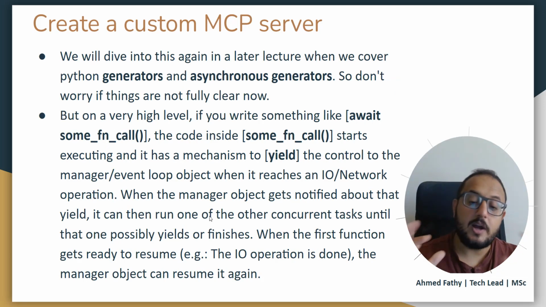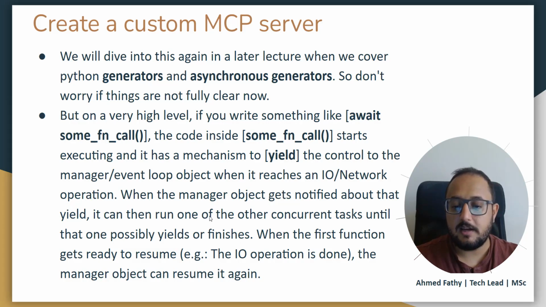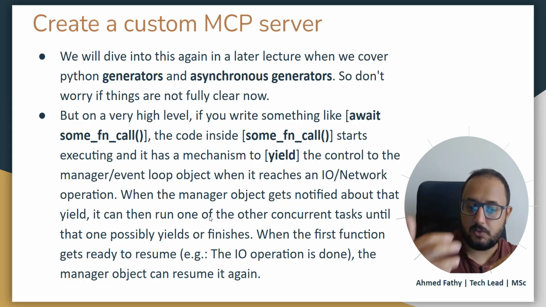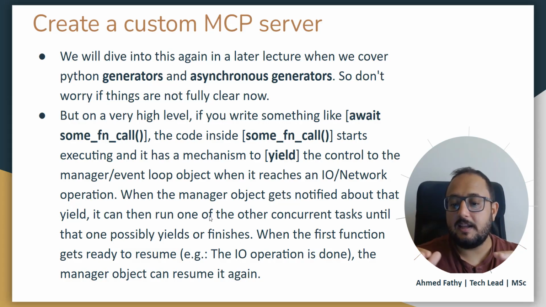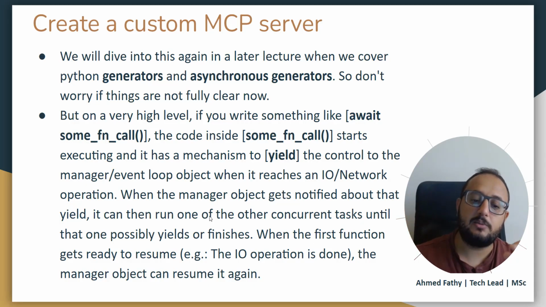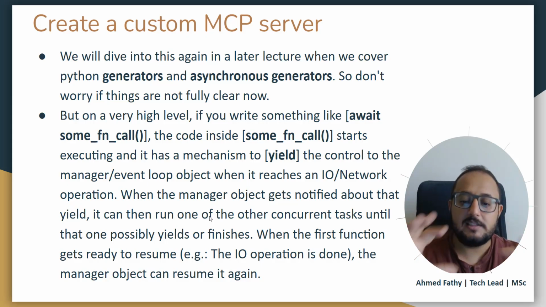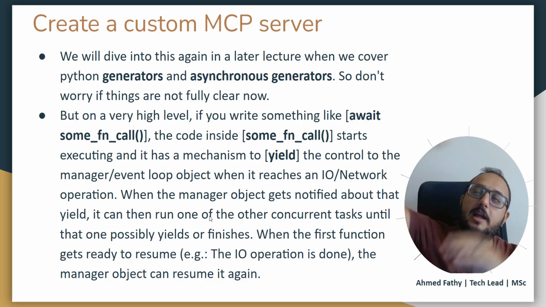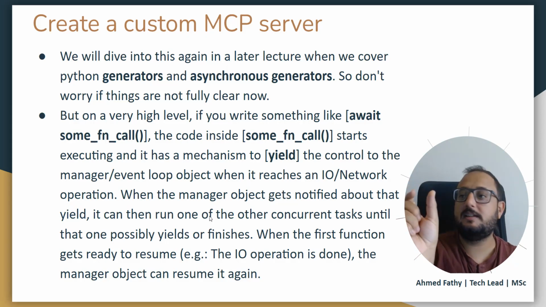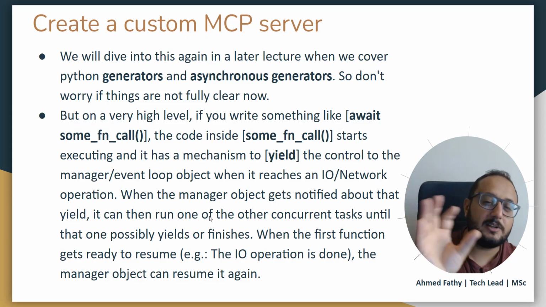So if you write something like await some function call, the code inside some function call starts executing, and it has a mechanism to yield the control back to the manager or event loop object when it reaches an I/O or network operation. So we will cover yields again later when we cover generators, but you can think of it as this function actually has a lot of code and it can call other functions and so on.